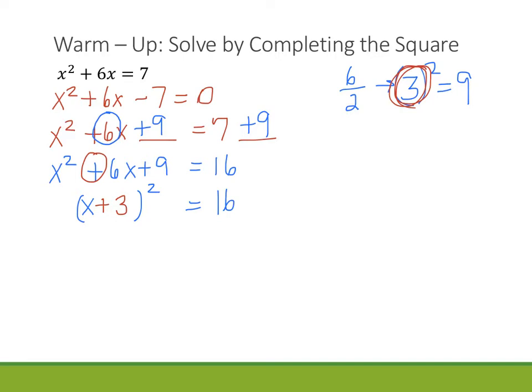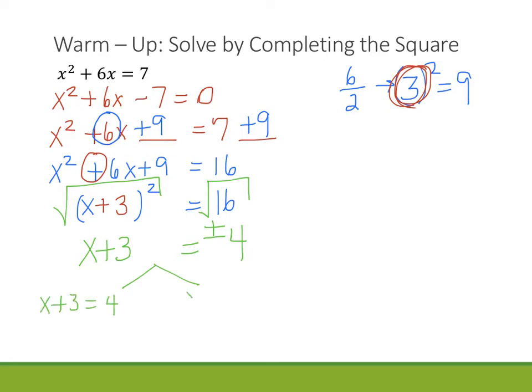Now the reason I want to do this is so that I can take the square root of both sides. And the square root of the quantity x plus 3 squared is just x plus 3. And the square root of 16 is plus or minus 4. Now I'm going to split these into two solutions. X plus 3 is equal to 4, and x plus 3 is equal to -4.